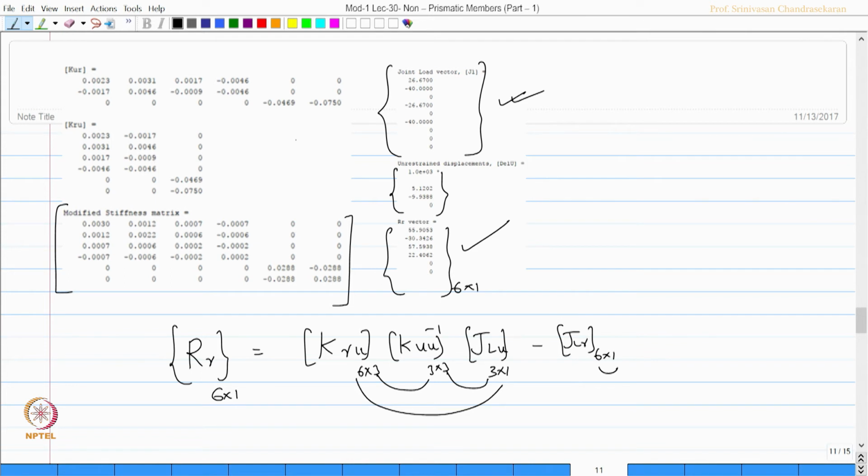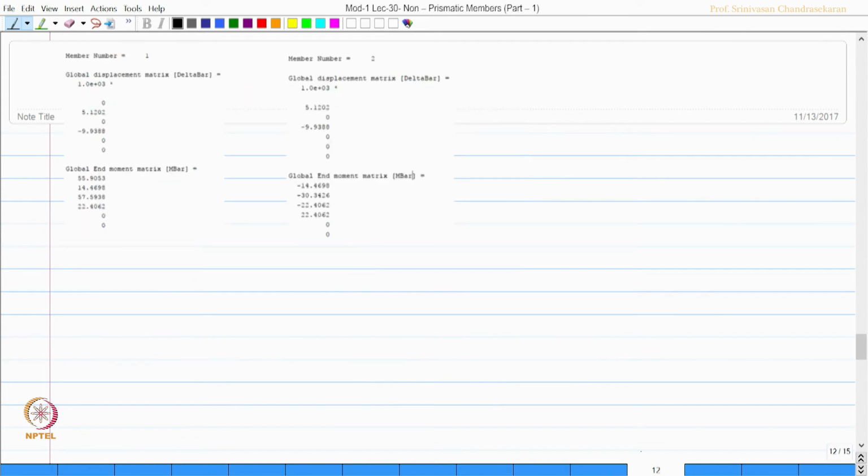Then we found out the member values for member 1, this is the global end reaction. For member 2, let us plot this. Let us take this member 1 and member 2.